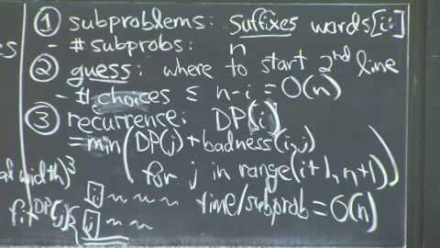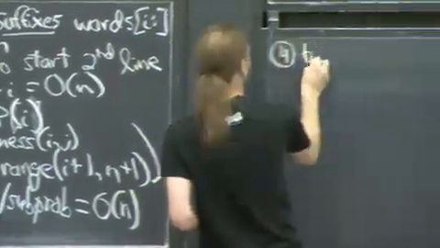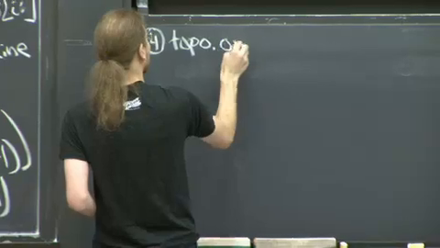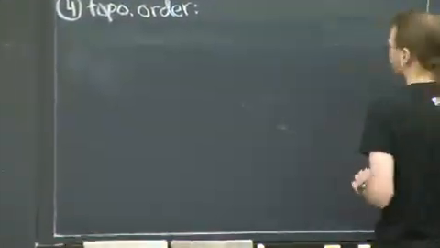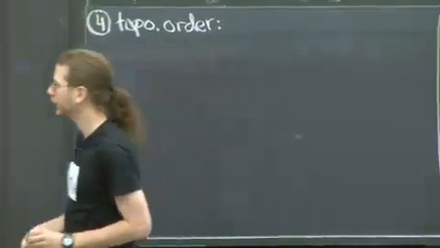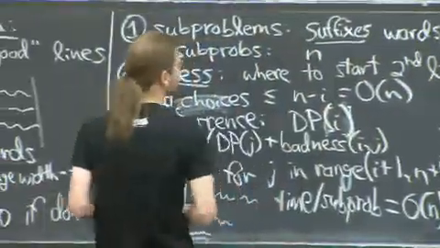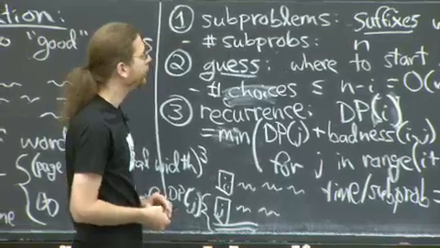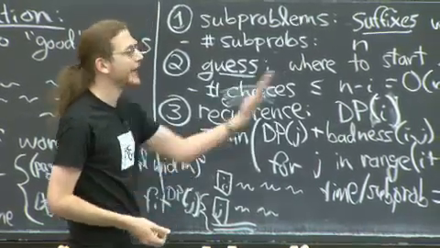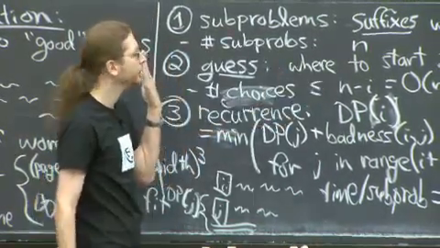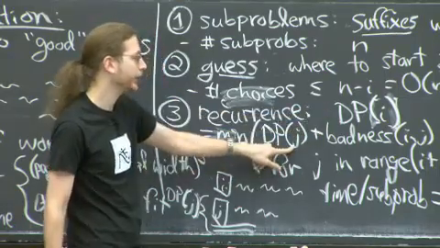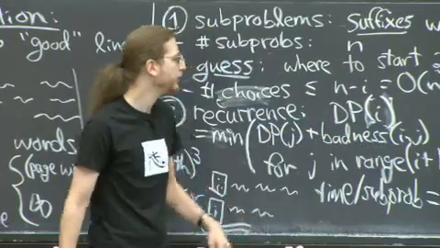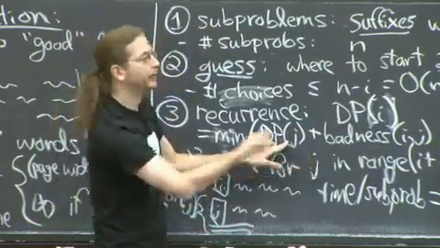Now we have to check that there's a topological order for these subproblems. And this is easy, but a little different from what we've done before, because we have to actually work from the end backwards. Because we're expressing dp of I in terms of dp of larger values of I. J is always bigger than I. And so we have to do it from the right end back to the beginning.